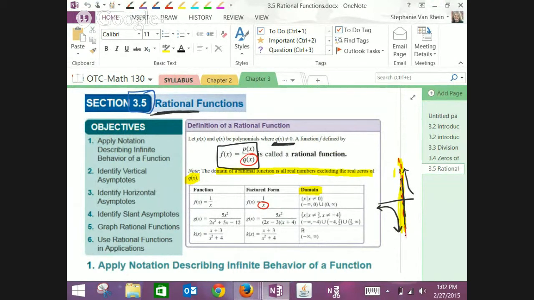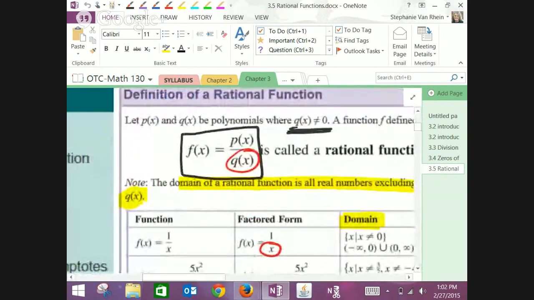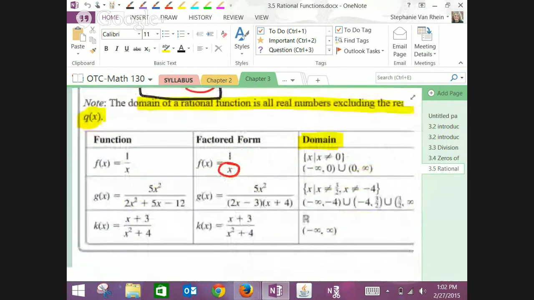Rational expressions are just a function in the form P of x over Q of x. Here's some examples of rational expressions.